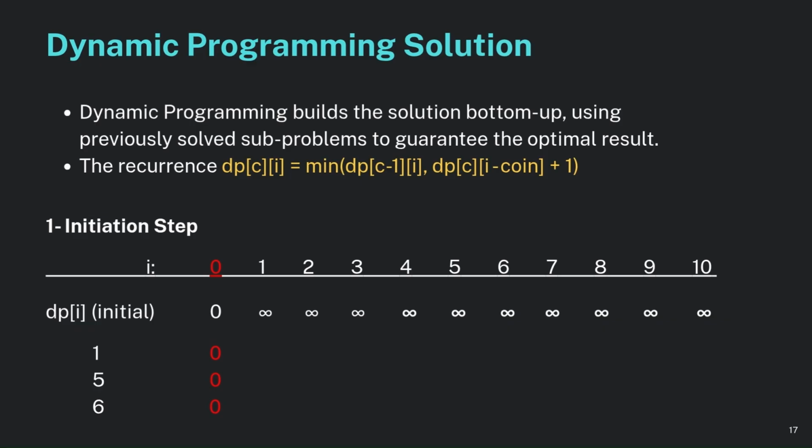Since we want to minimize something, we need to put the highest value for the invalid target values. When the target is 0, we don't need any coins, so the number of coins is 0. But for the others, we are initializing them as infinity, so that whenever there is a smaller value, we can take that.